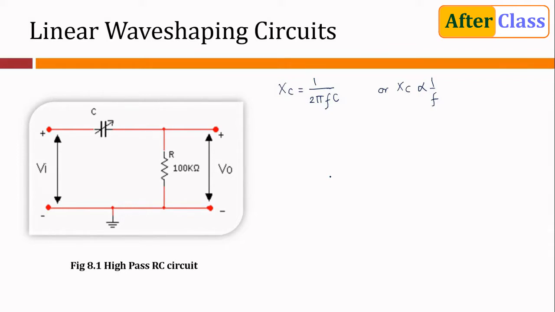The output voltage is developed across the series resistor R. Fine. And since the circuit blocks and attenuates the low frequencies but allows high frequency signals to pass through it, the circuit is called a high pass RC circuit. With the increase in frequency, the reactance of the capacitor decreases from this equation, and therefore the output and gain increase. So at very high frequencies the capacitive reactance becomes very small, so the output becomes almost equal to the input and the gain becomes equal to unity.